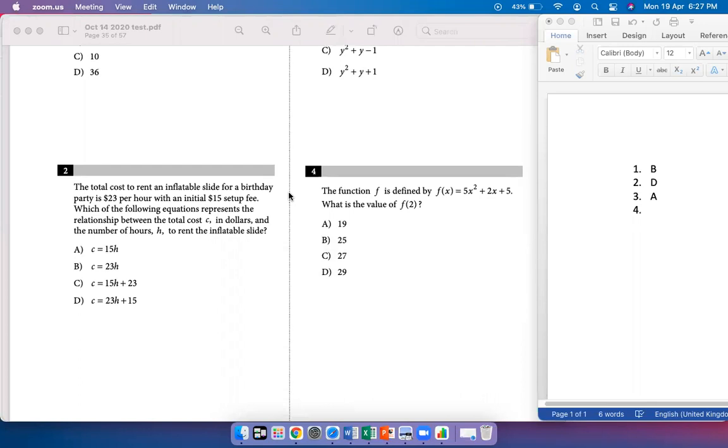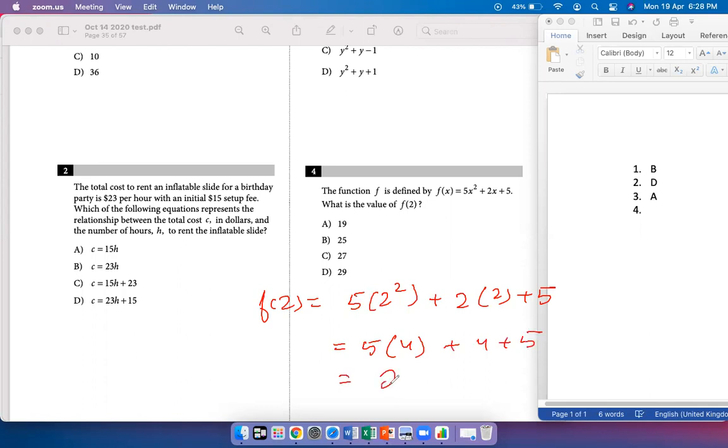The function f is defined by f of x equals 5x squared plus 2x plus 5. What is the value of f of 2? So f of 2 would be 5 times 2 squared plus 2 times 2 plus 5. So that's 5 times 4 plus 4 plus 5, which is 20 plus 9. So that's 29. Option D. Okay.